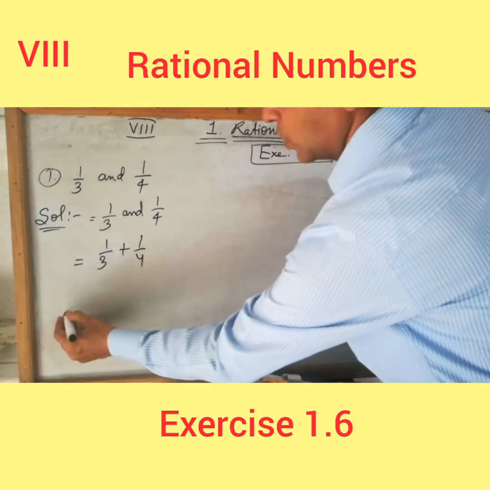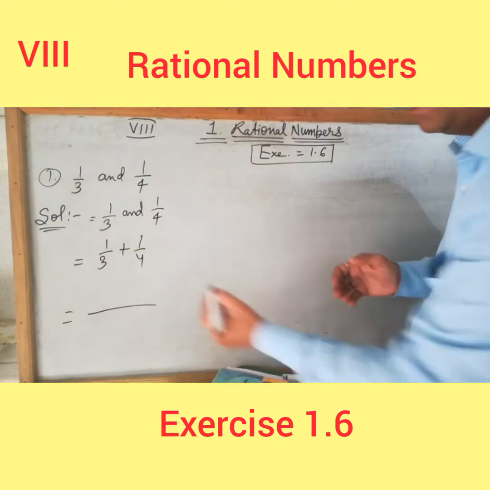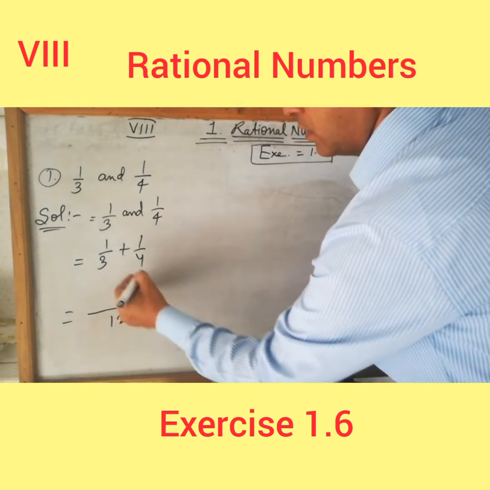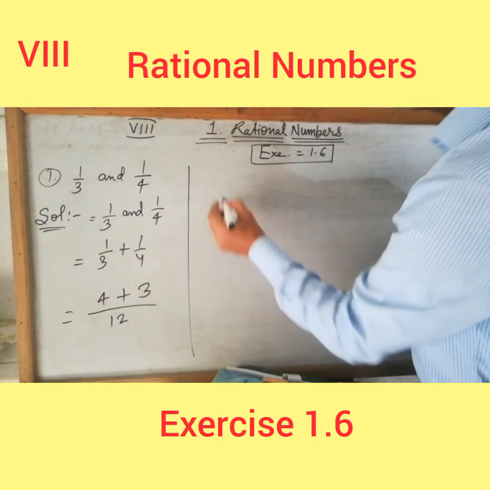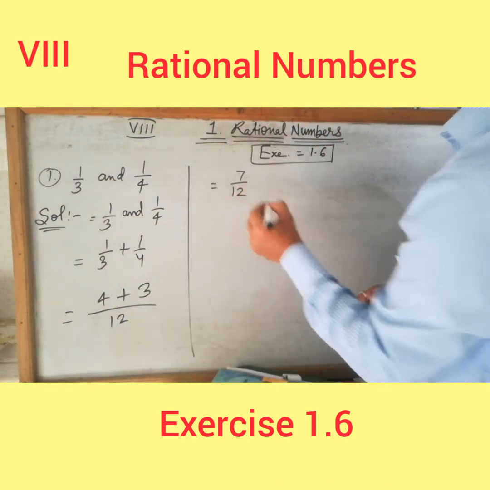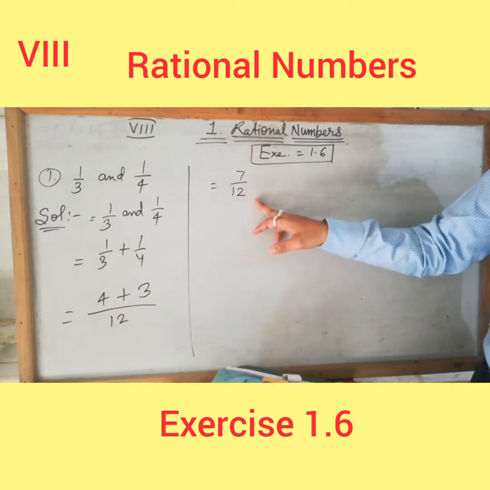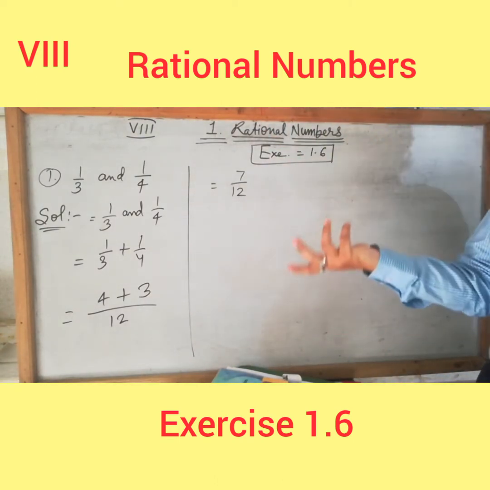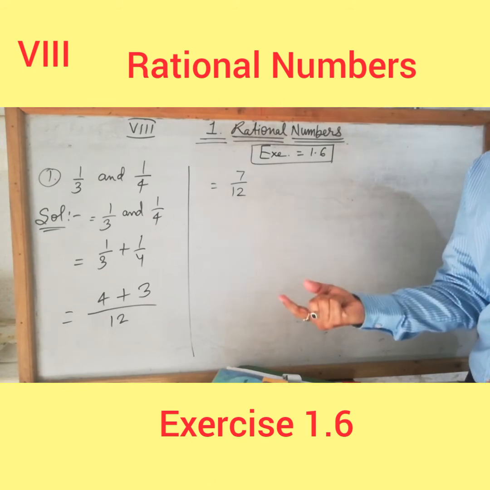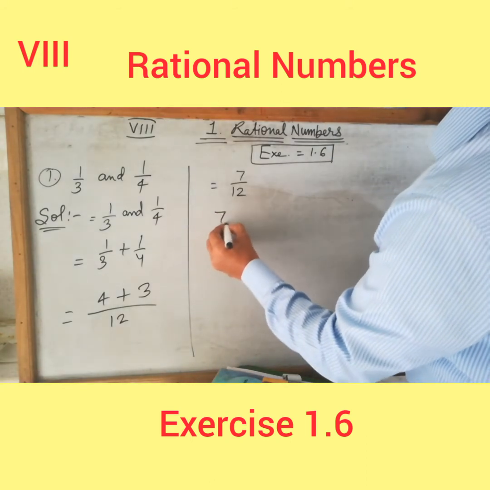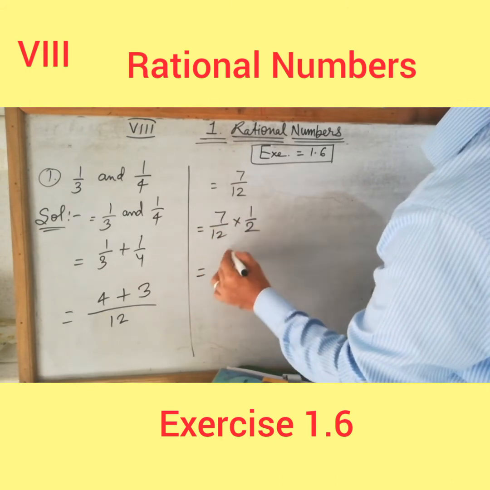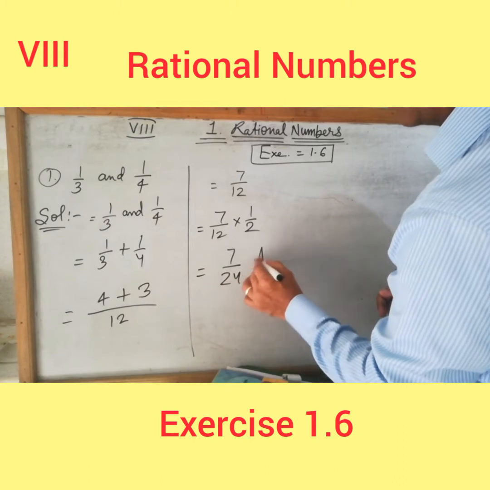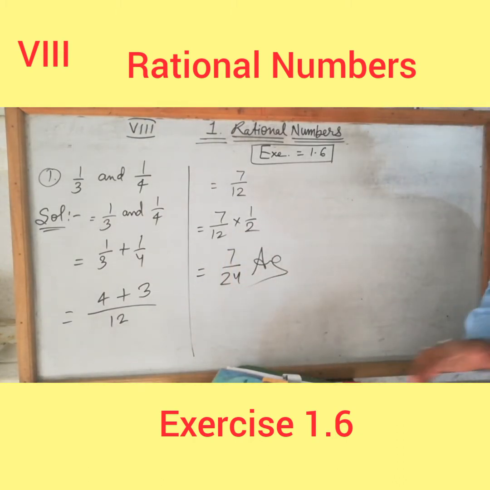So we take the LCM. 4 times 3 is 12; 4 times 1 is 4, plus 3 times 1 is 3, so your number is 7/12. This is the first step we have done. Now what is the second step? Second step, we will divide it by 2. 7/12 multiplied by half, so 7/24 is the answer. Clear? It's so easy, I told you.